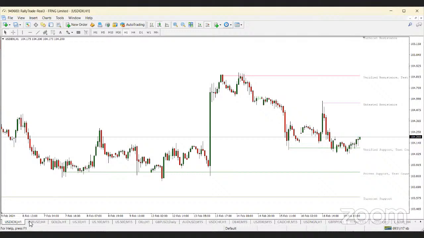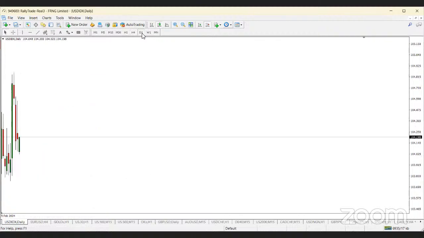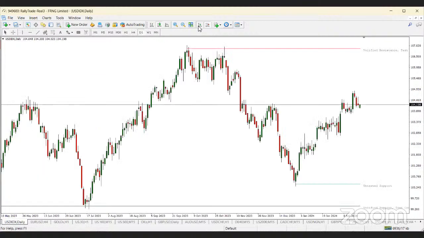So that said, we'll leave the dollar index. But generally speaking, after that fall, let's see it on the daily time frame and see what it did to the trend in the market. So we still have the dollar on an uptrend, right? Of course, we've had 3 days of bearish run.